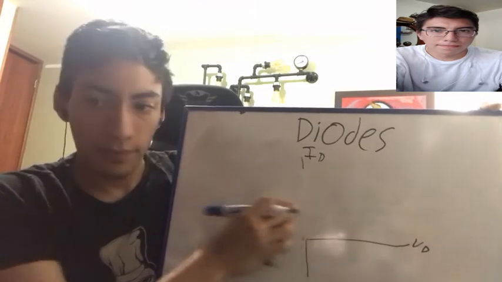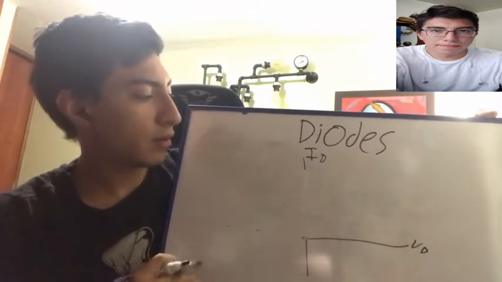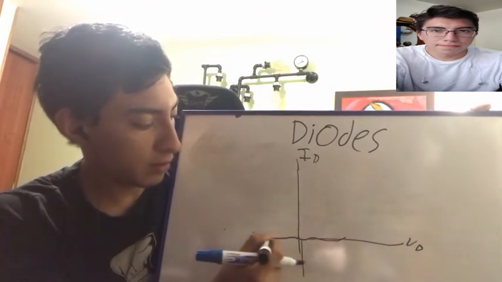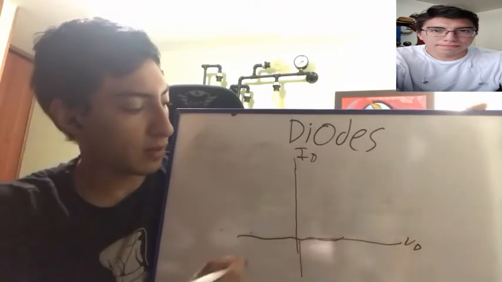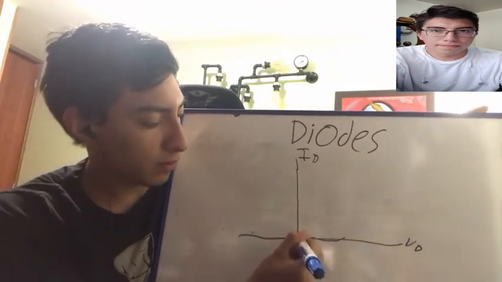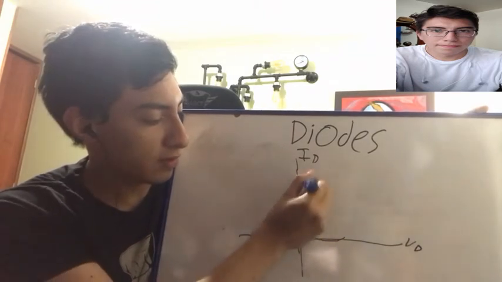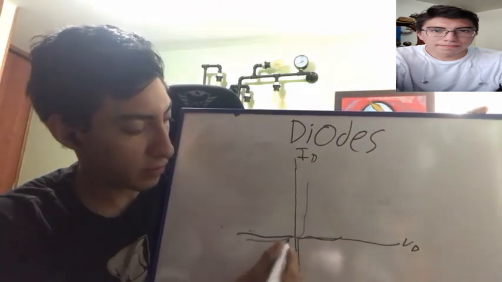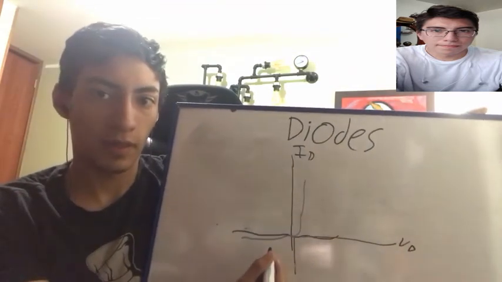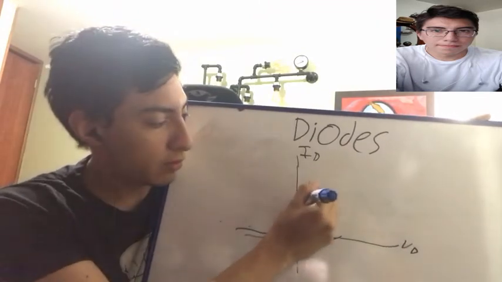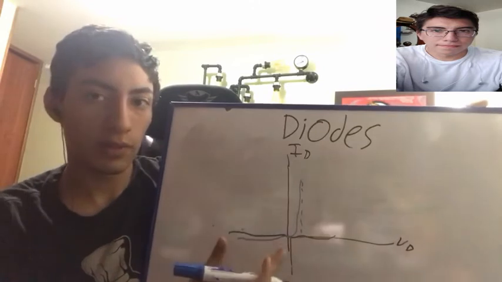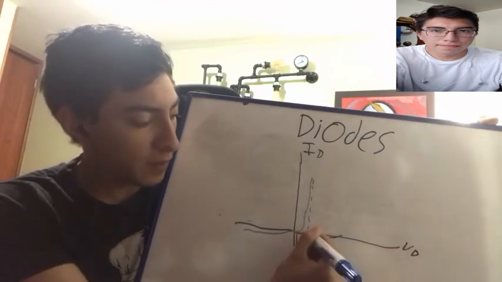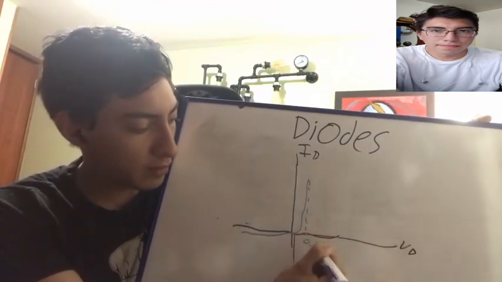However, in reality, this is not ideal. So this is not perfect. The current will tend to curve its way up, and it will have a little bit of leakage current when the voltage supply is negative. Around here, the voltage that the diode is experiencing will be around 0.7 volts.